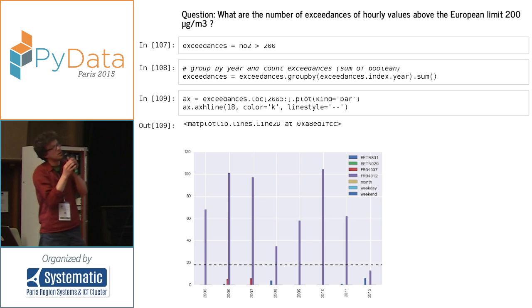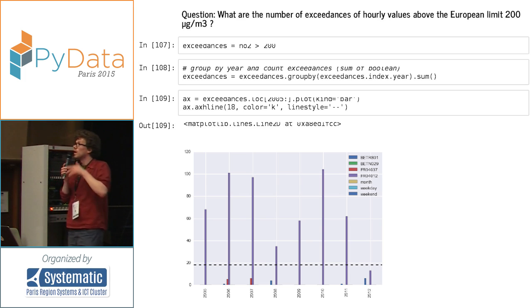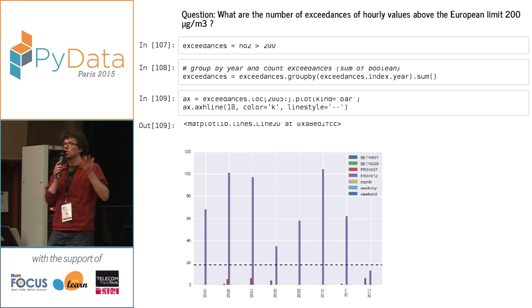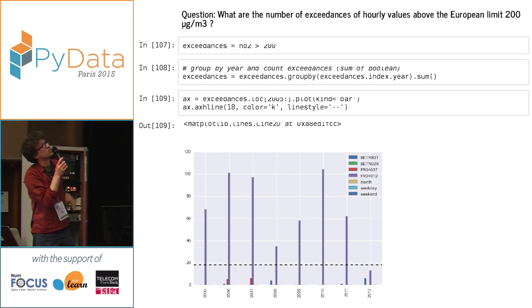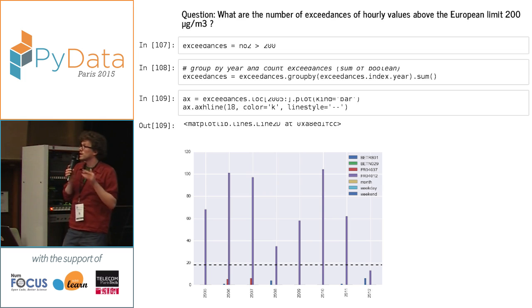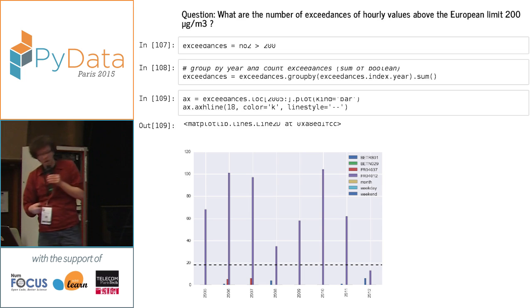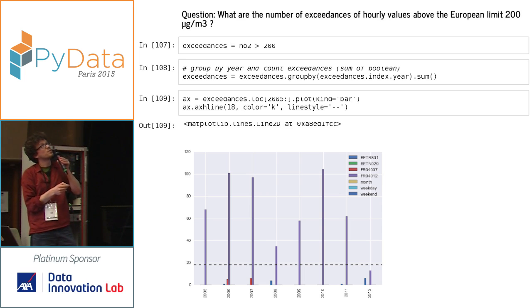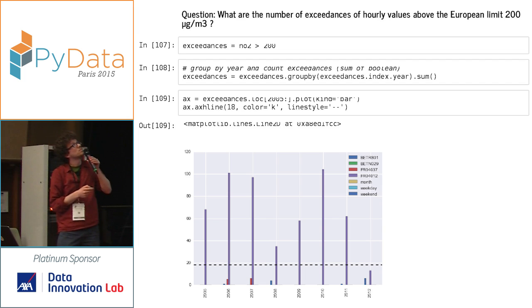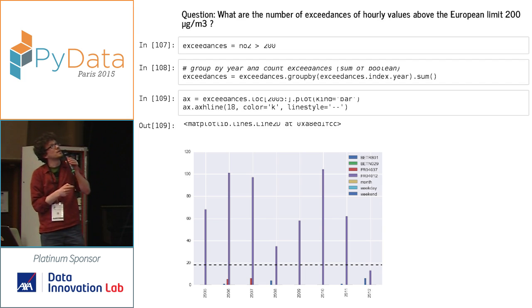Another example I gave in the beginning was the question: how many exceedances above the official European limit value do we have? For hourly values for NO2, it's 200 micrograms per cubic meter. So very simple, for our data set, I just check which values are above 200. This will be a Boolean data frame.